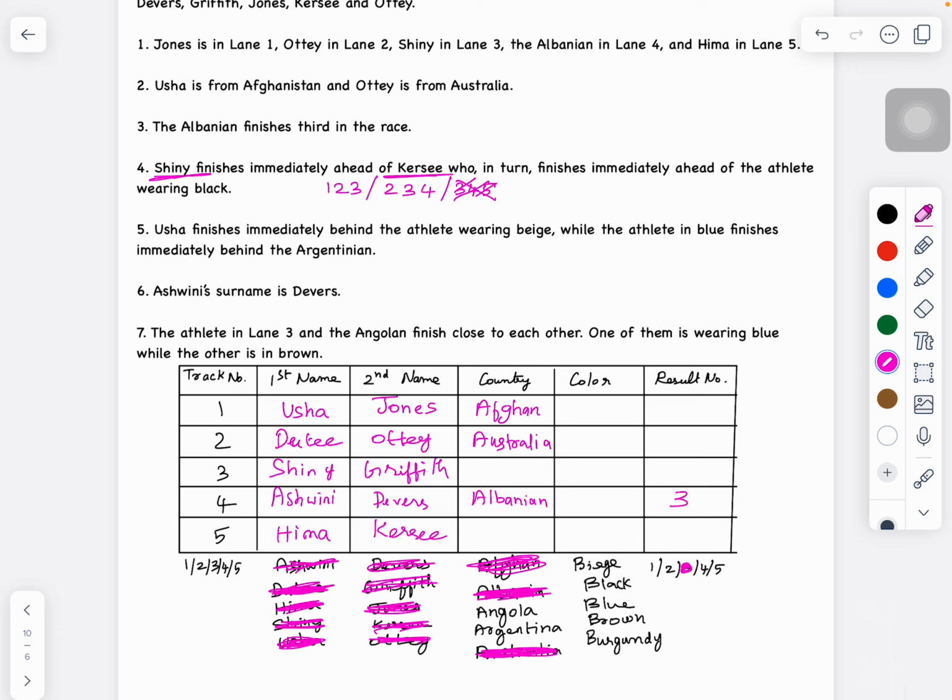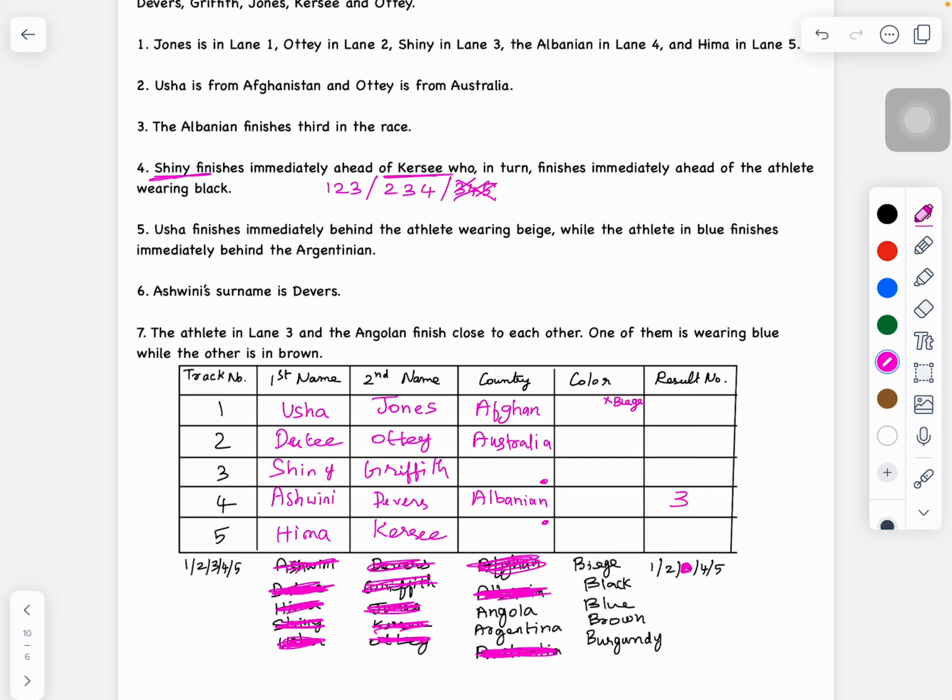Let's proceed further. Usha finishes immediately behind the athlete wearing beige. Definitely only one thing I can take as a hint here is Usha cannot be beige, because Usha finishes behind somebody wearing beige. While the athlete in blue finishes immediately behind Argentinian. So where will Argentinian come? Argentinian will either be in this spot or in this spot. We don't know where. We'll come back to that.